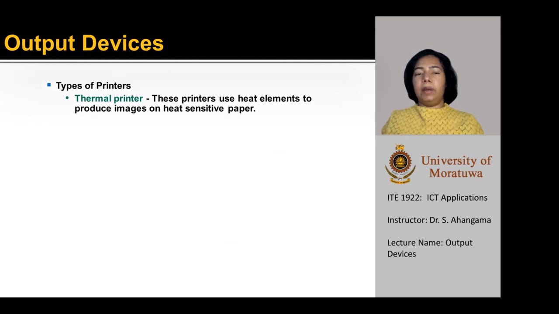Next, we have thermal printer. These printers use heating elements to produce images on heat-sensitive paper. Originally, these papers were used in scientific labs to record data. But of late, color thermal printers are used to produce very high quality color artwork and text. Compared with other types, these printers are very costly.